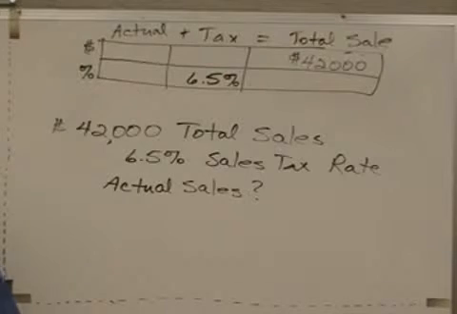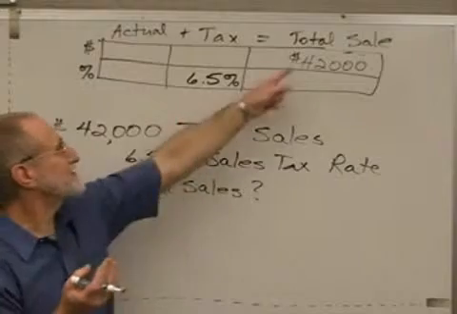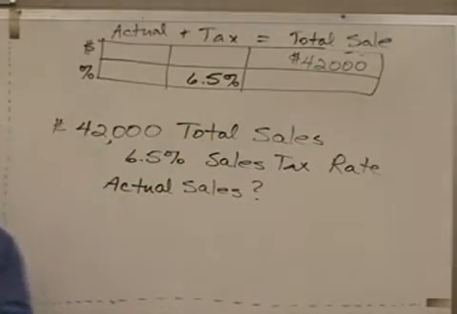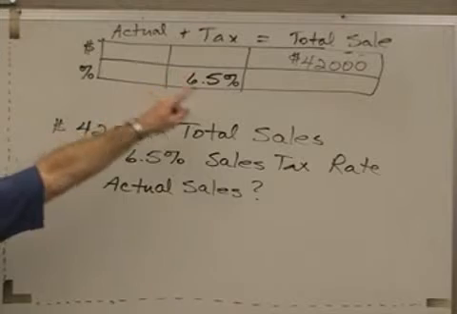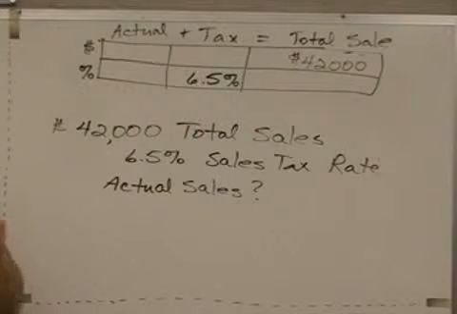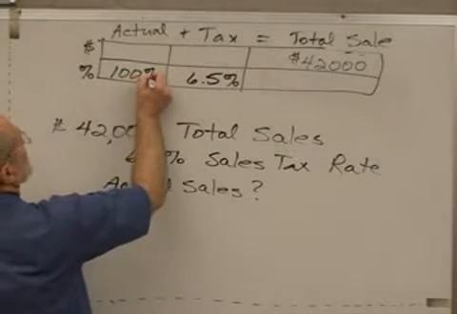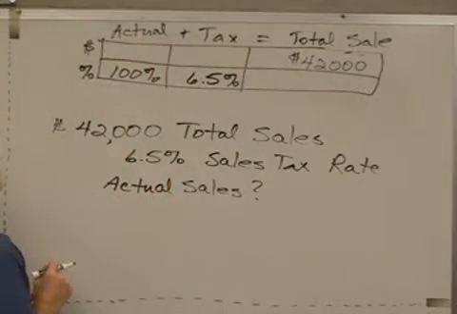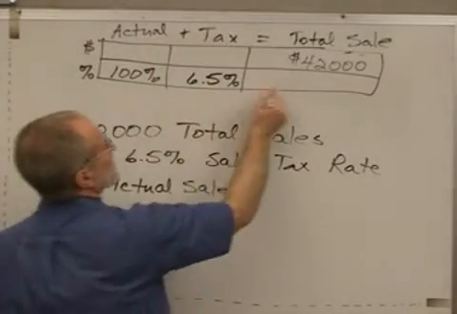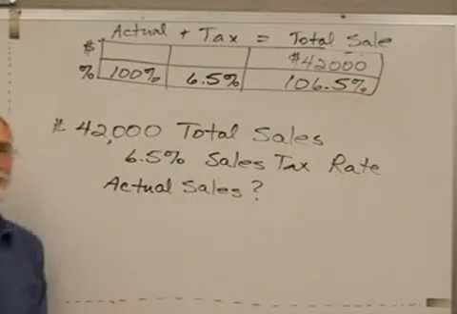We work it the exact same way. We cannot multiply this times that. We can't subtract 6.5% off of 42,000 because that 6.5% is not of 42,000. It's of the original amount which we're trying to find. So the key to this problem is knowing where the 100% goes. Does it go on the left or the right? It goes on the left, doesn't it? The 100% is the actual sales, the base. And if we increase it by 6.5%, then we're looking at 106.5%.